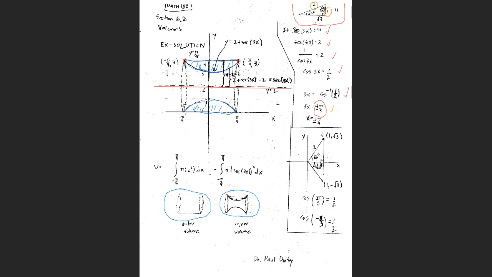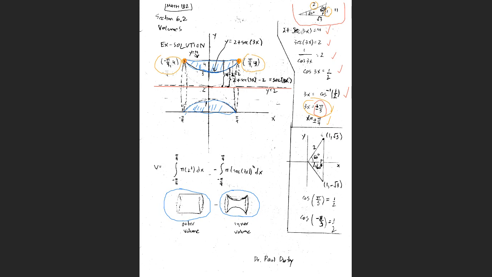So you divide this equation by 3 to solve for x, and x will equal plus or minus pi over 9. And so that gets you these intersection points of negative pi over 9 and 4, and pi over 9 and 4.